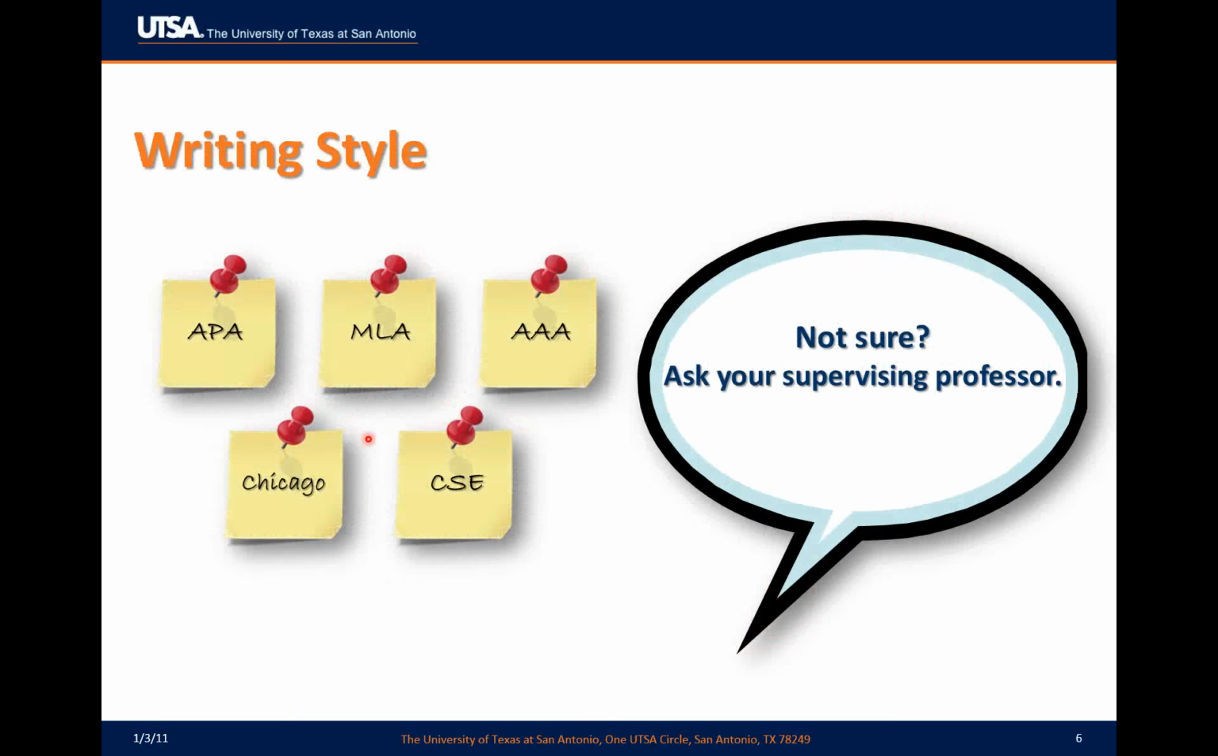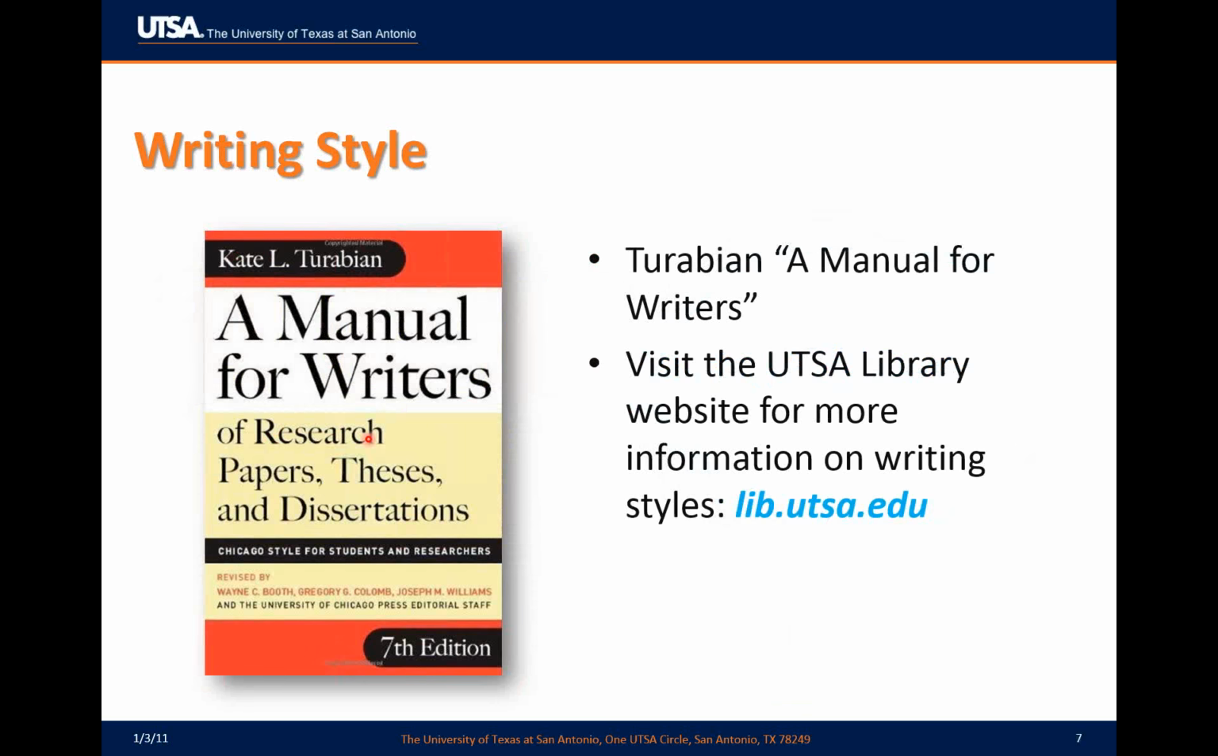Okay, next up, writing style. Most programs here on campus have an assigned writing style, and when we say that, we're referring to writing styles like APA, Chicago, etc. These writing styles differ from program to program. If you're not sure what one you should be using, you need to ask your supervising professor. If they're not sure, you can also use the Turabian Manual for Writers, or if you have questions about what your writing style is, you can visit the UTSA library.